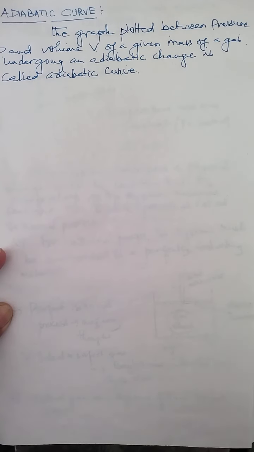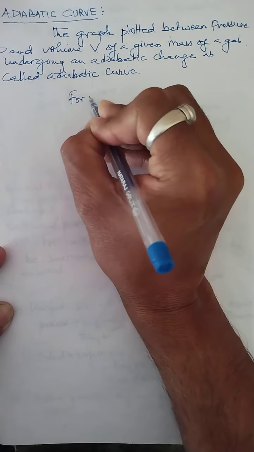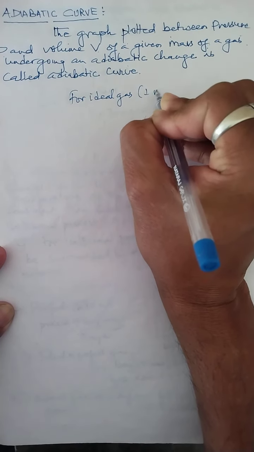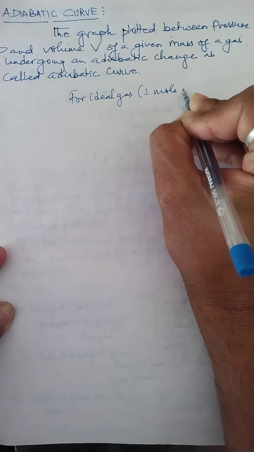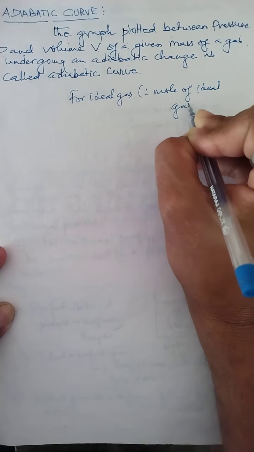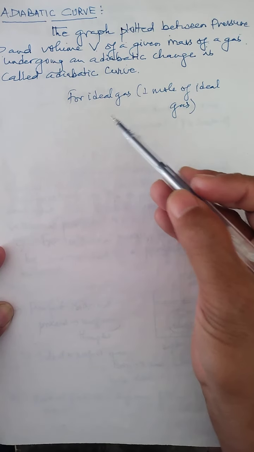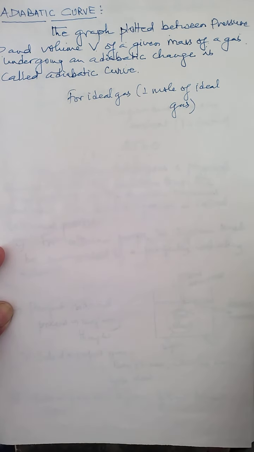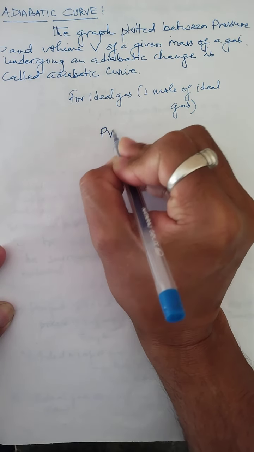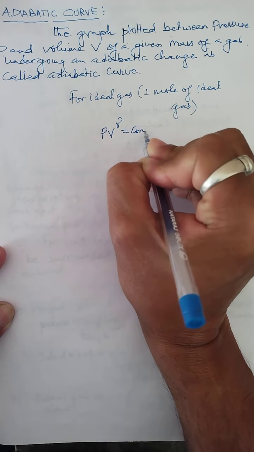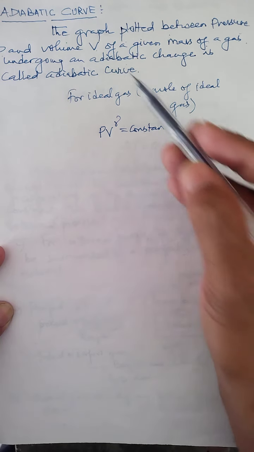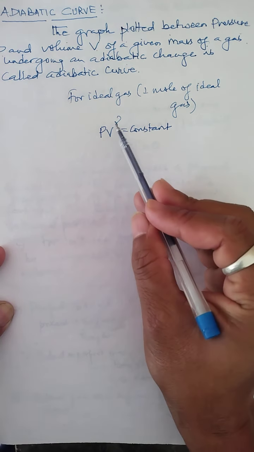But in order to plot the graph between pressure and volume, we follow the equation called Poisson's equation for an ideal gas. So I write down, for ideal gas, and this is for how much? We are just dealing with 1 mole of ideal gas. The ideal gas can be of any number of moles, but we are dealing with 1 mole of ideal gas. And the relation is PV to the power gamma is constant. This is actually Poisson's law, Poisson's equation, which the adiabatic process follows.